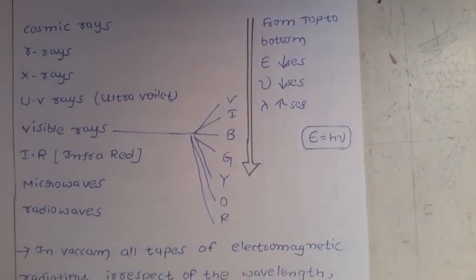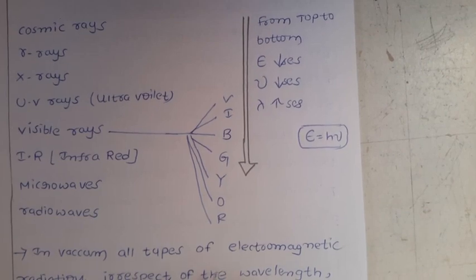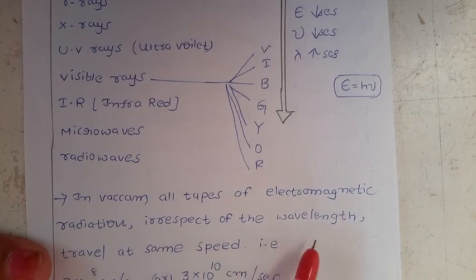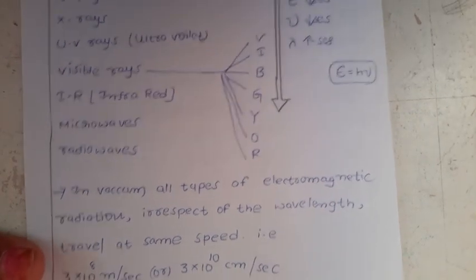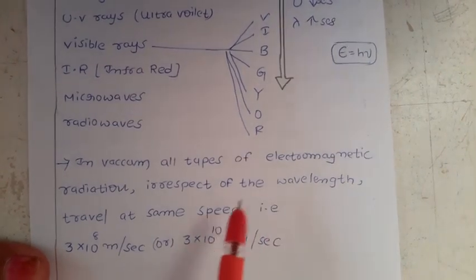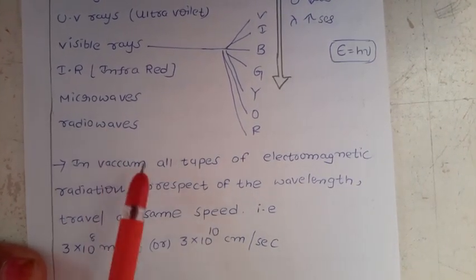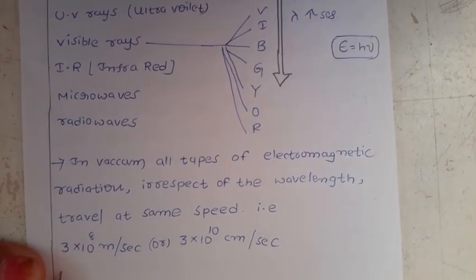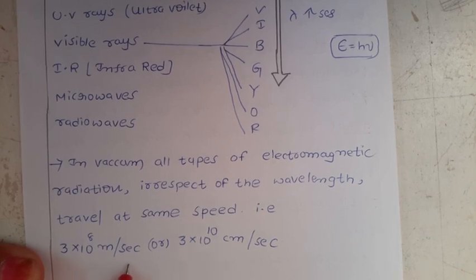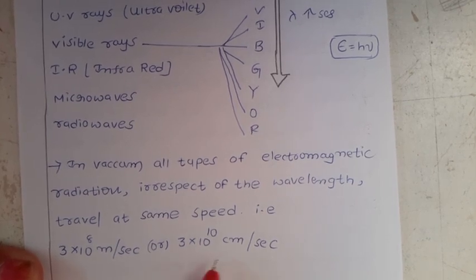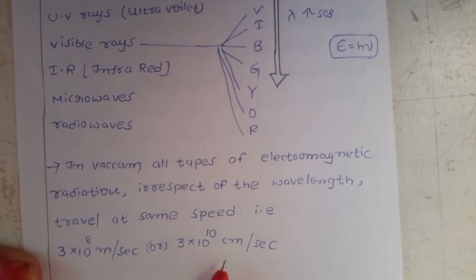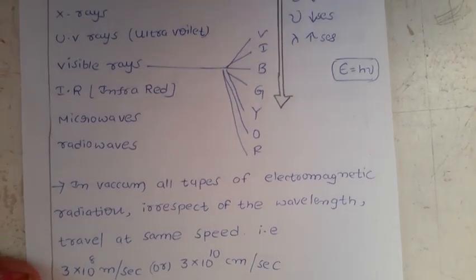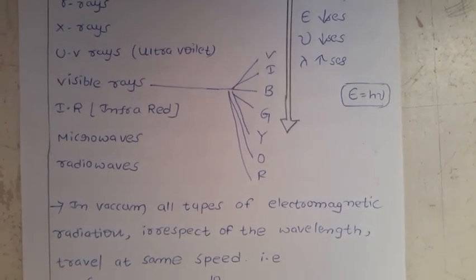Next property: in vacuum, all types of electromagnetic radiations, irrespective of the wavelength, travel at the same speed. Irrespective of the nature, if you go for the velocity, they move with the same speed. That is 3 into 10 to the power of 8 meter per second, or in CGS units, 3 into 10 to the power of 10 centimeter per second. These are the properties of electromagnetic radiations.